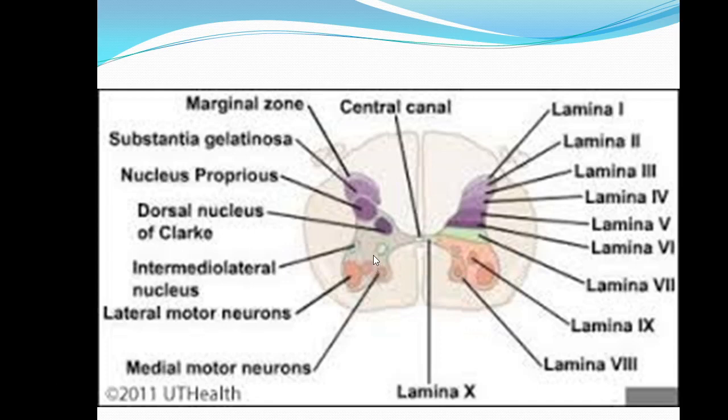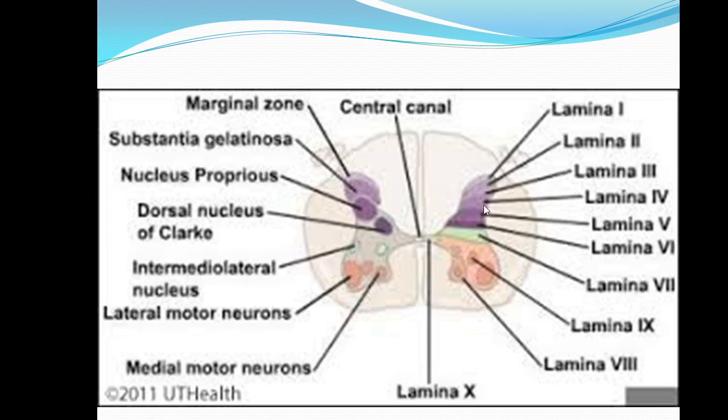Here in this diagram, you can see the anterior horn having the medial motor nucleus and the lateral motor nucleus here, the intermediolateral, and here the intermediomedial. Here is the dorsal nucleus of Clarke. In the posterior horn you can see here the marginal zone, the substantia gelatinosa, the nucleus proprius, and the dorsal nucleus of Clarke.